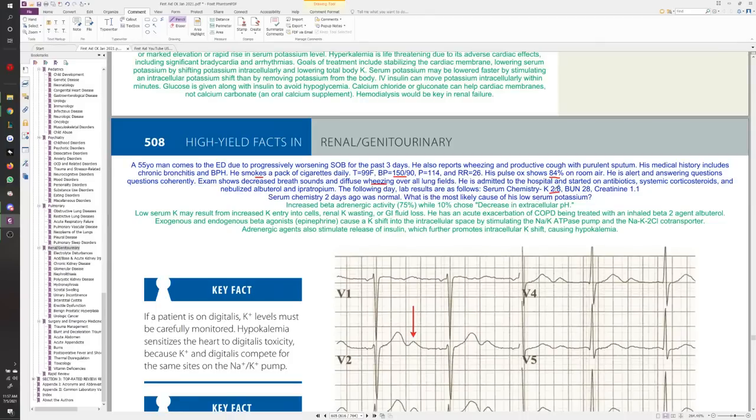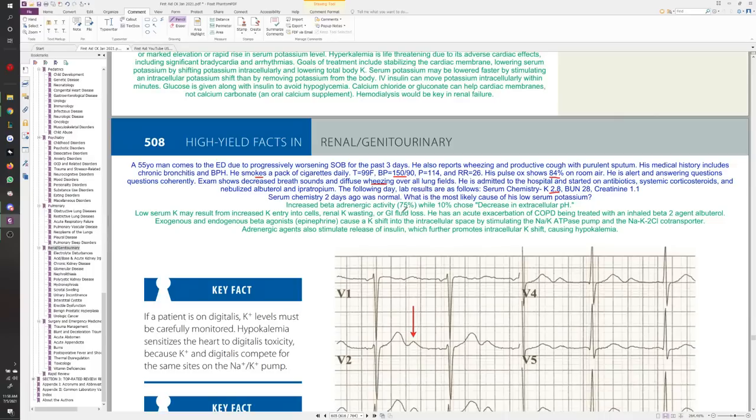What is the most likely cause of his low serum potassium? How did his potassium become so low? Right? What caused him to lose all his serum potassium? So you look at all your answer choices and you pick the one that tells you the most logical reason that maybe caused him to lose his potassium.